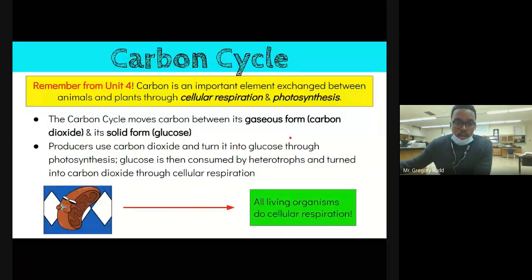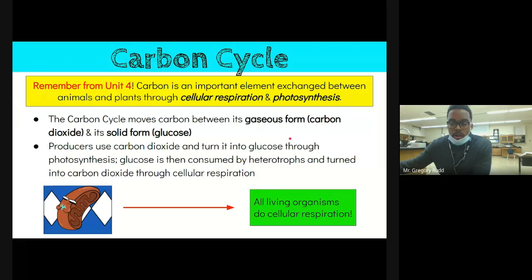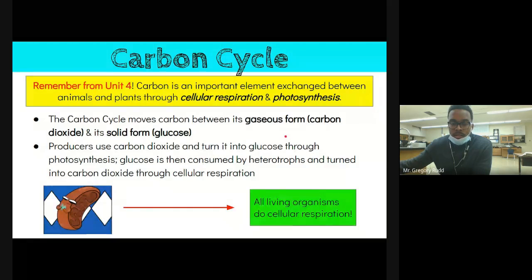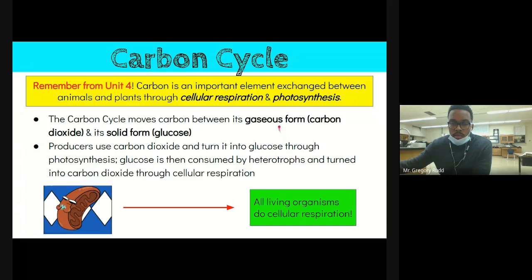Now remember, only autotrophs do photosynthesis, only organisms that need to produce their own food. That would be plants and algae. Cellular respiration is a universal aspect of life. All living organisms do cellular respiration.